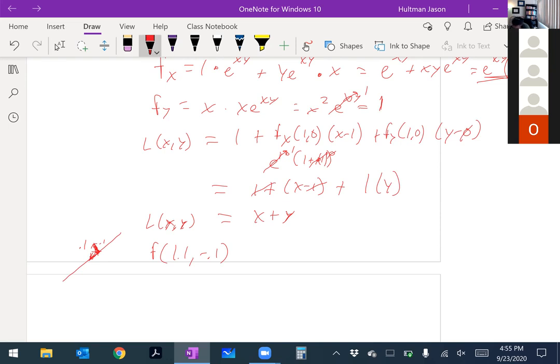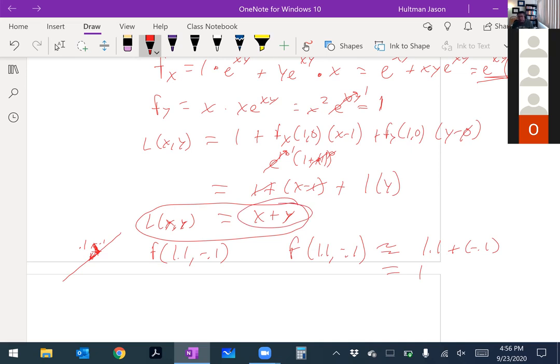And so the linear approximation here is really easy to get. It's just x plus y. So we would say that f of 1.1, negative 0.1 is approximately equal to 1.1 plus negative 0.1, which is equal to 1. We can just add the x's and y's together if we're really close, and we get an approximate value for the function.